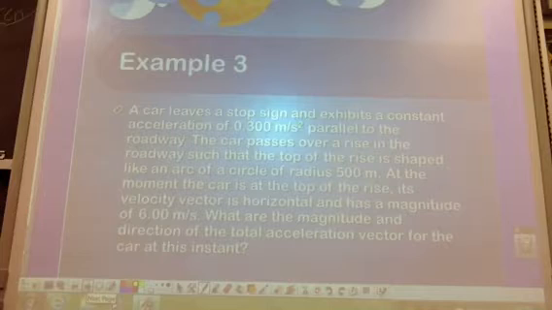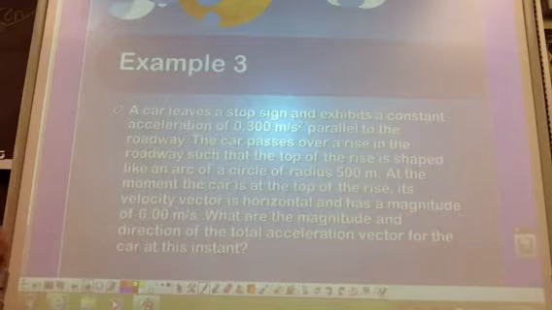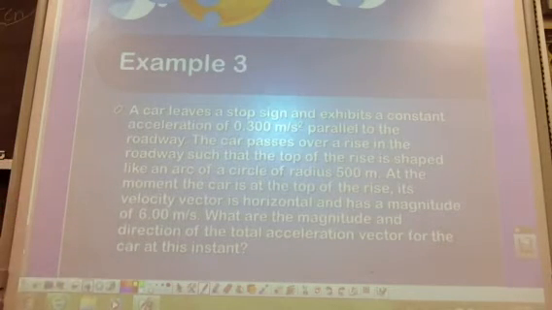So let's read this example and then we'll work on this together. It says a car leaves a stop sign and exhibits a constant acceleration of 0.300 meters per second squared, and that's parallel to the roadway. The car passes over a rise in the roadway such that the top of the rise is shaped like an arc of a circle of radius 500 meters.